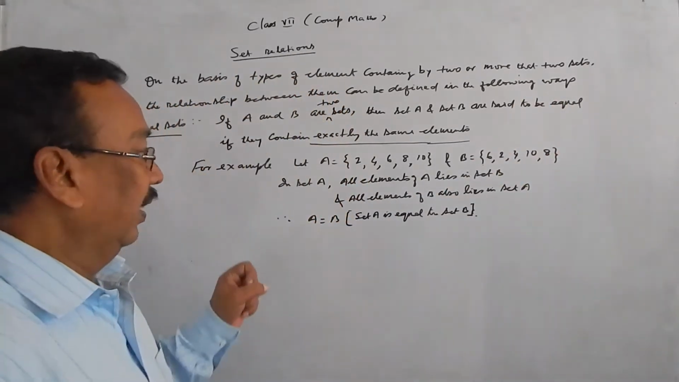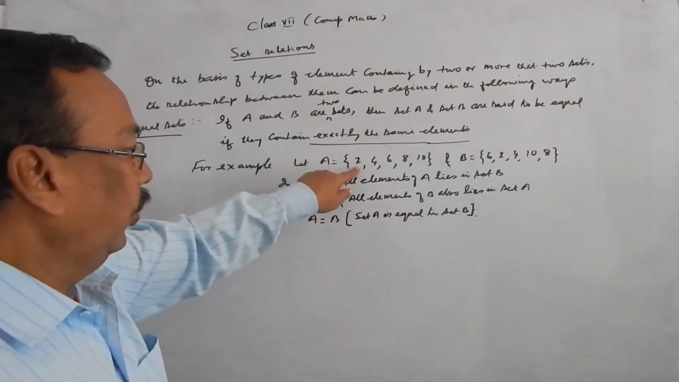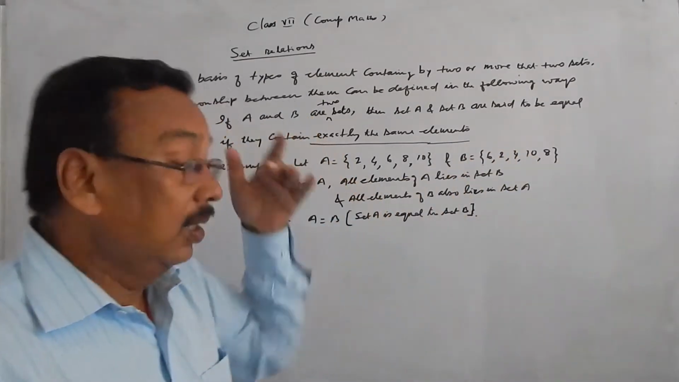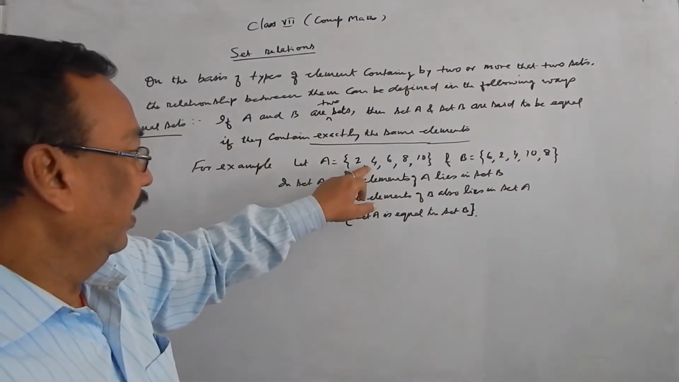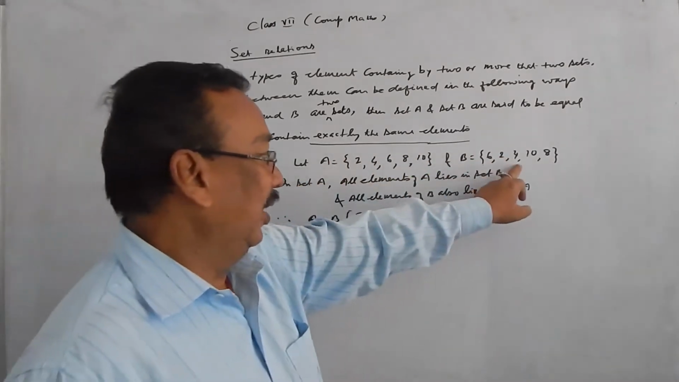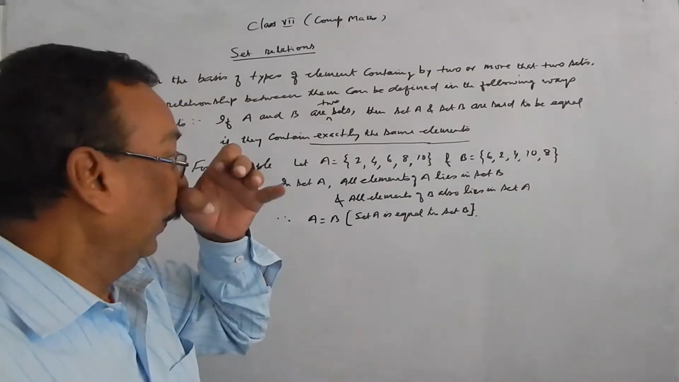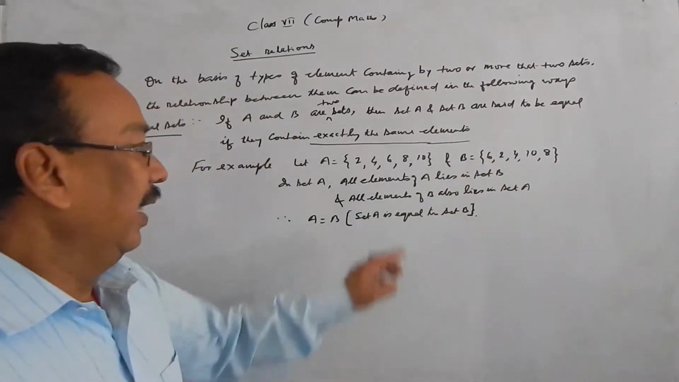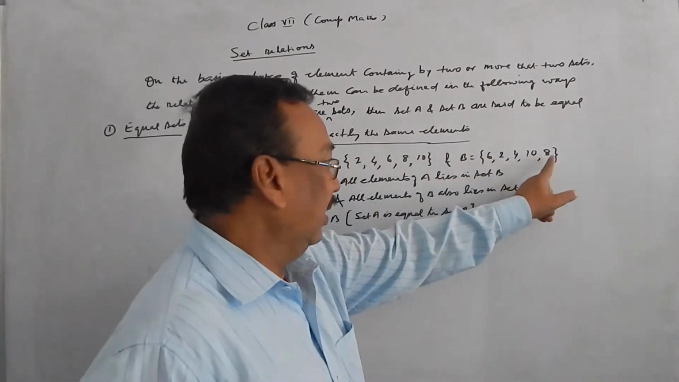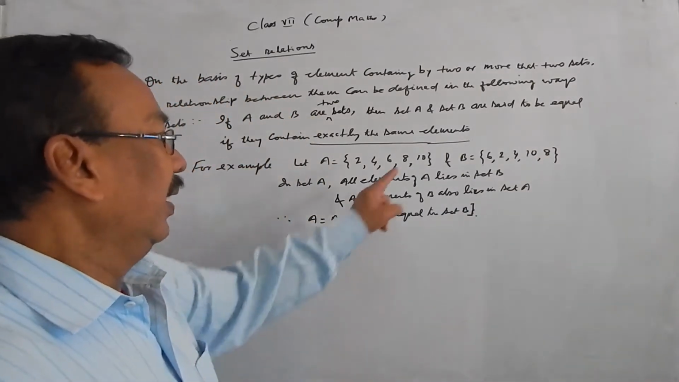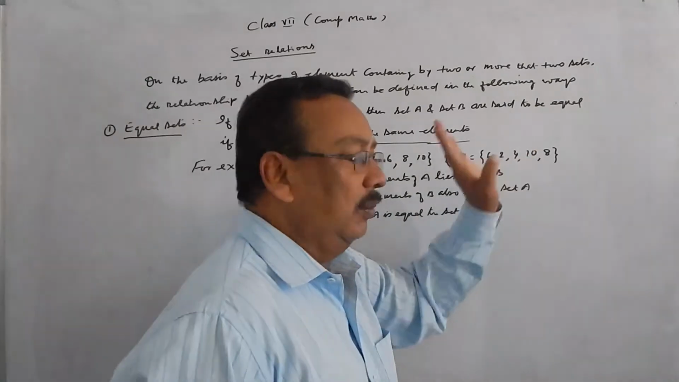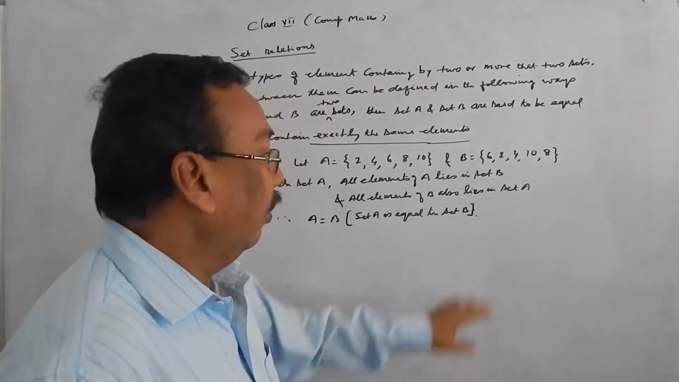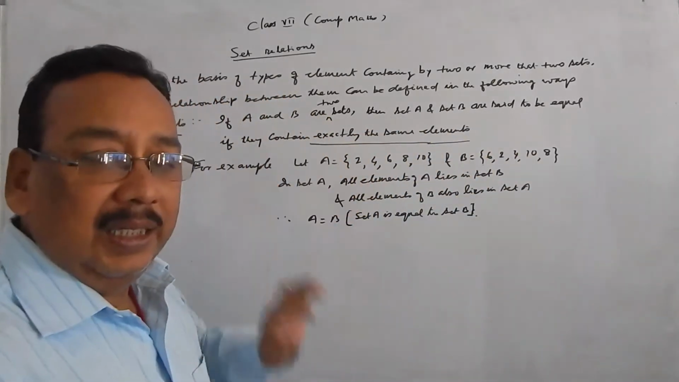Here, see, in set A, 2 is an element of A, and 2 is also an element of B. 4 is an element of set A, and 4 is also an element of set B. 6 is an element of A, 6 is also an element of B. 8 is an element of A, 8 is also an element of B. 10 is an element of A, 10 is also an element of B. So all elements of A are in B and all elements of B lie in A.